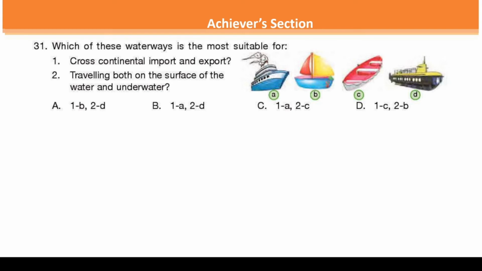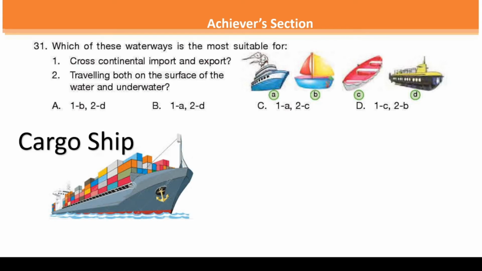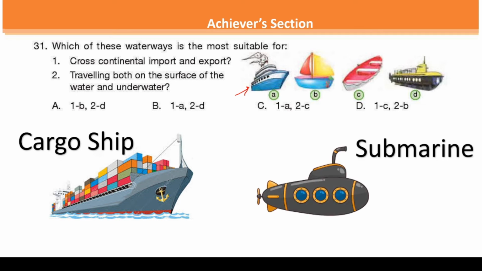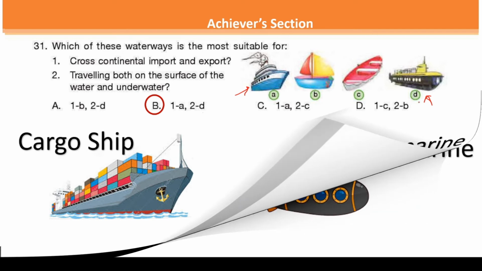You see that what one wants, a cross-continental import and export, is possible by a cargo ship, which is A. And the second one, traveling both on the surface of water and underwater, is via submarine, that is your option D. So the right answer is option B, where 1 is to A and 2 is to D.